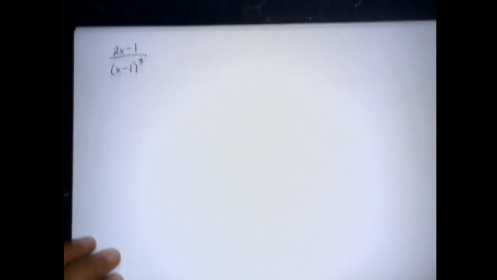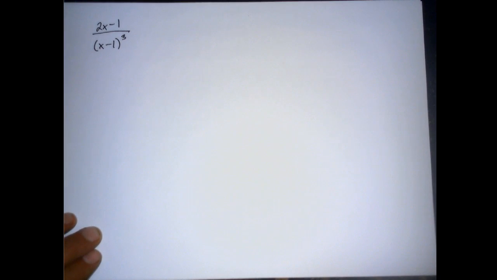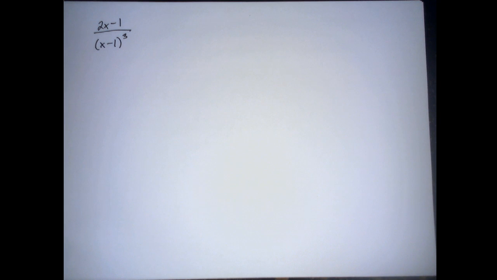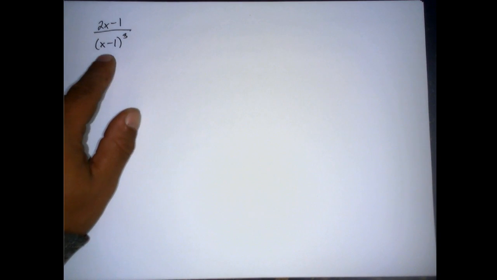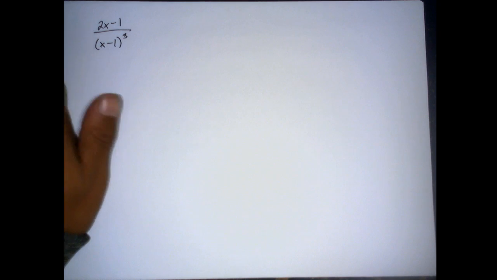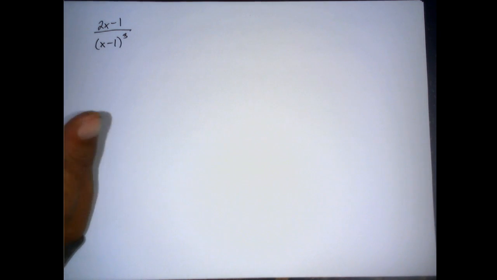And I know these look scary because they can get really gross sometimes, but you can't use the Heaviside method on this because you have repeated roots. If you let x equal 1, they all go to 0, so you can't do that.